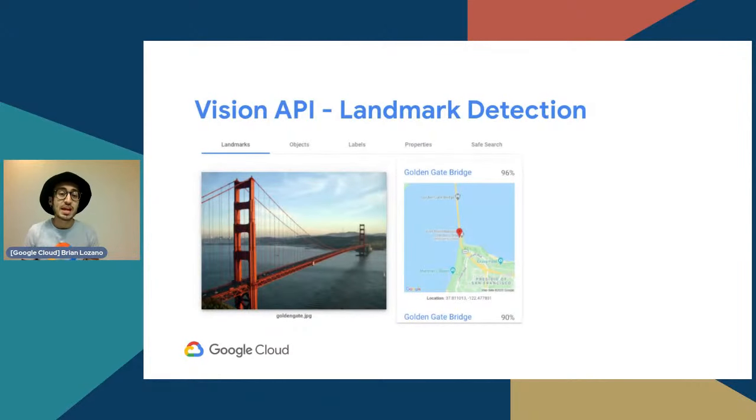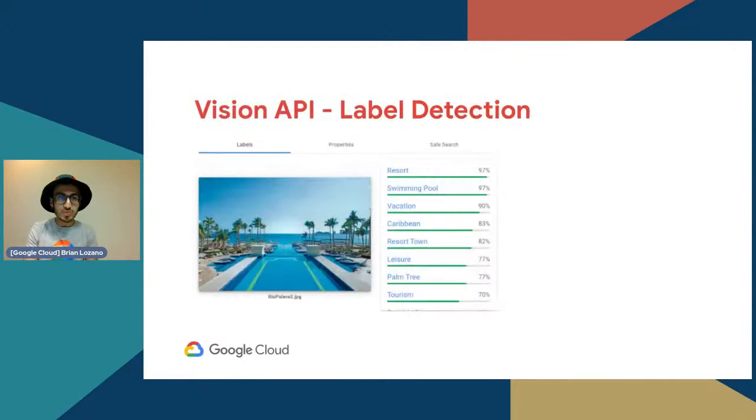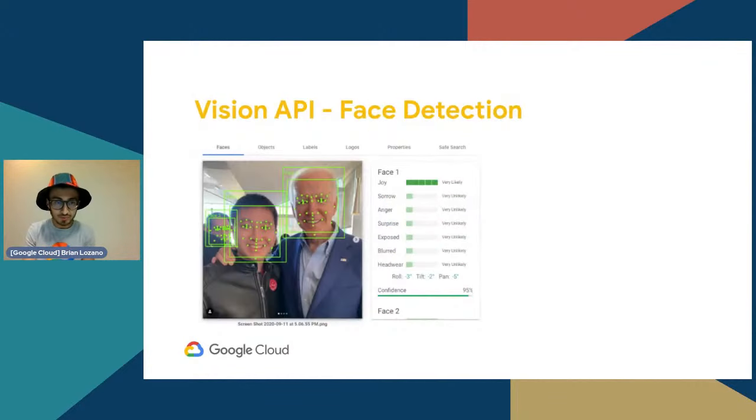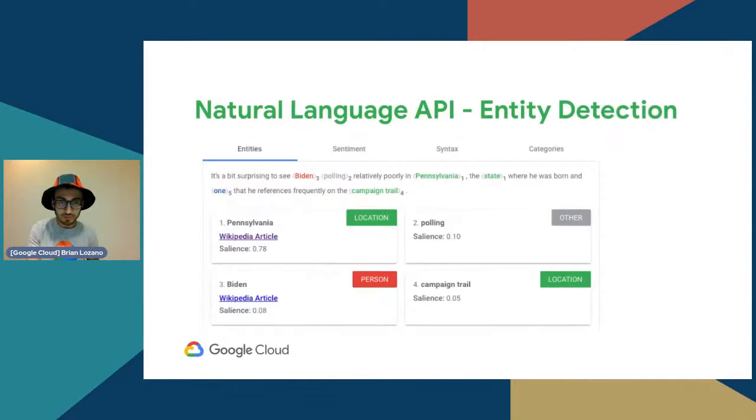Within the Vision API, we have landmark detection, which helps to detect key figures within your photos. Also within the Vision API, we have label detection, which helps to determine what's going on in the photo from a confidence score from 0 to 100%. We also have face detection, which helps to determine how many faces are in the photos, as well as analyzing the type of emotion they're expressing, from joy, sorrow, anger, to surprise.